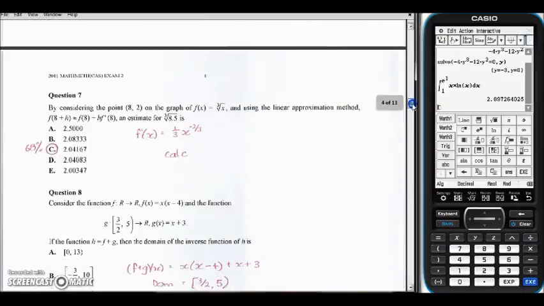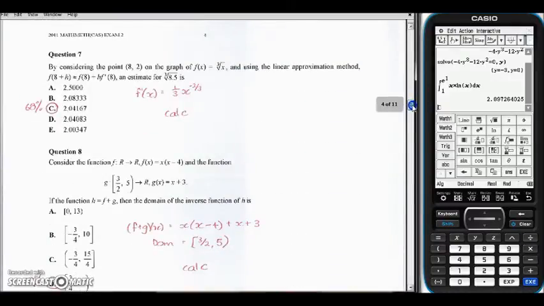Easy one. Okay, moving on, question 7, a linear approximation question. Considering the point 8, 2 on the graph of the cube root of x, using the linear approximation method, they give you the formula here. Find an estimate for the cube root of 8.5. So what you need to do is sub 8 into the function, the cube root of x, and sub 8 into the derivative, and multiply that by h. And h in this case would be 0.5 because we're approximating 8.5 from the point 8.